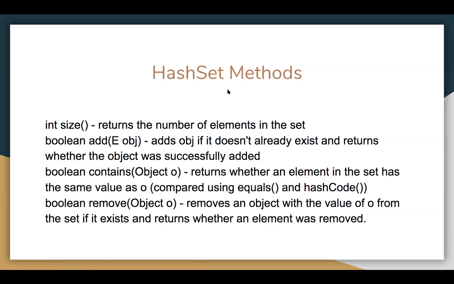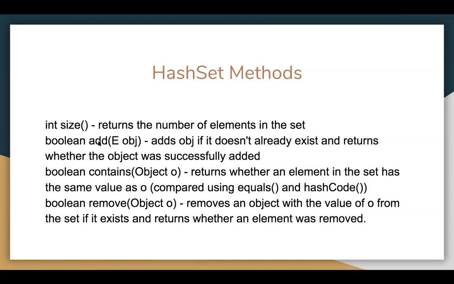So hash set methods. Of course, you can't always just have a data collection without any methods or else it wouldn't do anything. So these are a few methods. The first one is int size, and that one you should be pretty familiar with from array lists. Of course, this just returns the number of elements in the set.